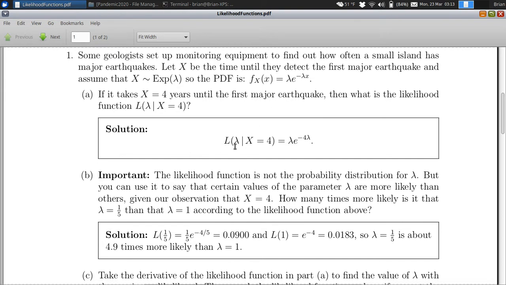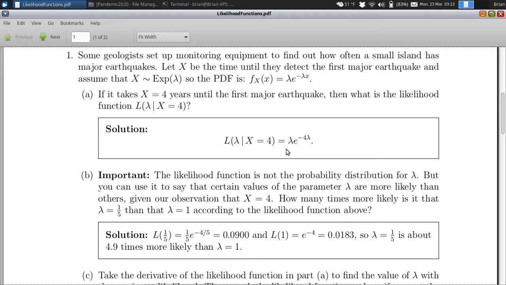So the likelihood function is lambda e to the negative lambda x, except we know that x is 4 in part A because that's when the first earthquake supposedly happened. Okay, so that's it. Likelihood functions are just another way of looking at PDFs. Now, one thing to know about it, it's not a probability function. So the temptation is to say, oh, that's the probability density function for lambda, and that's not true at all.